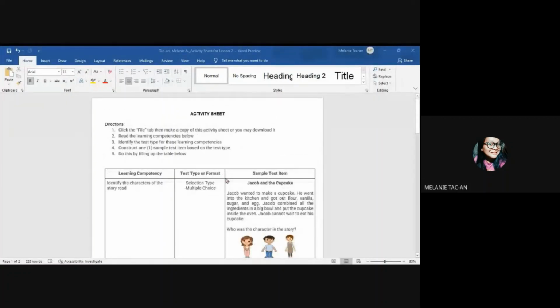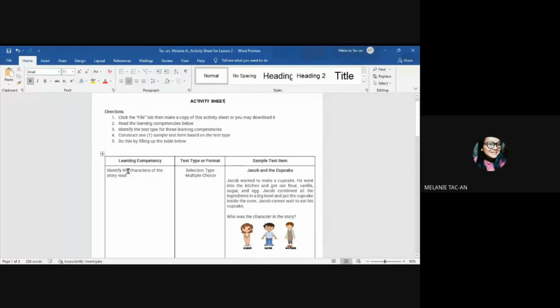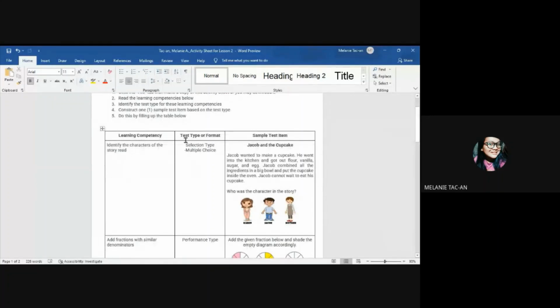So, this is our activity 2. This is an individual activity. I am tasked to share my activity sheet. We are tasked to identify what type of test or format fits these three learning competencies.